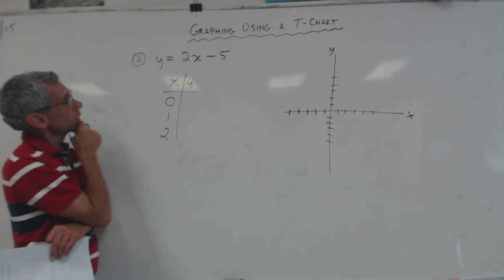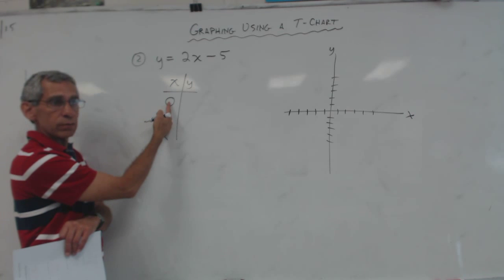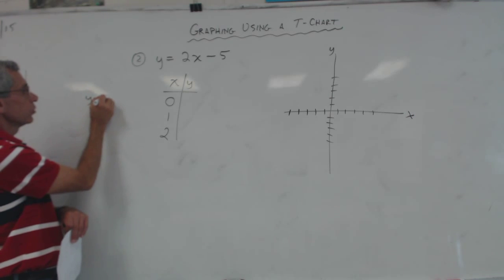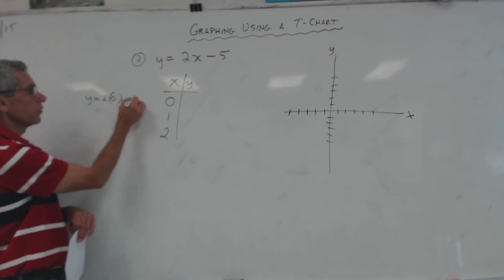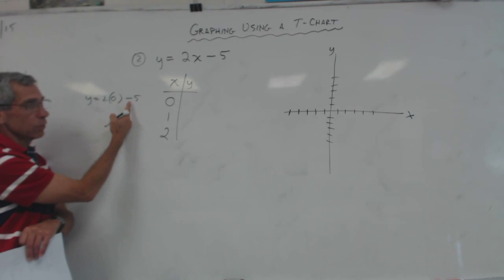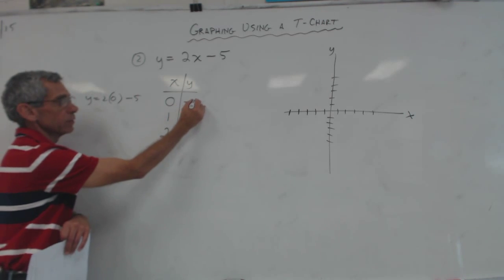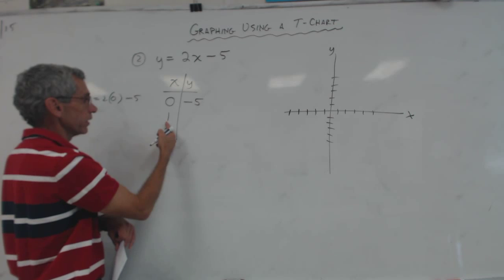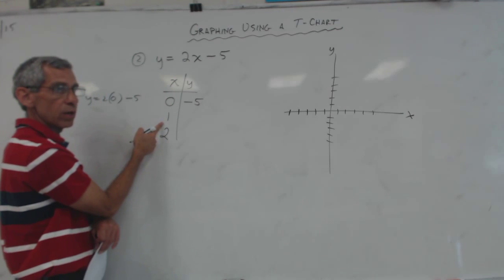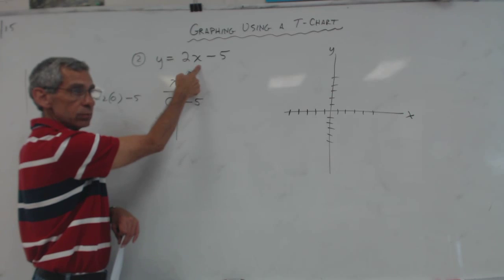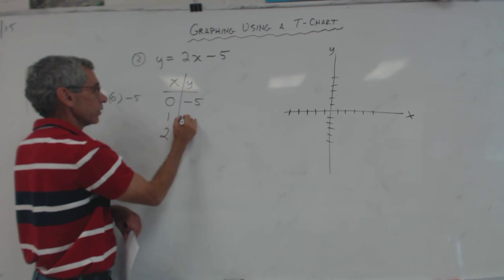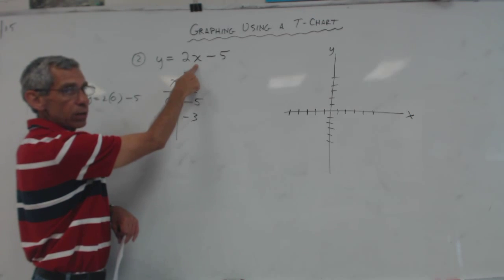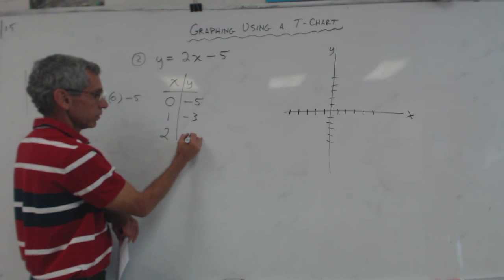So, all right, so if x is 0, I go to this equation, and I'm just going to fill it in. I'll do it the long way. Y is equal to 2 times 0 minus 5. 2 times 0 is 0. What's 0 minus 5? Negative 5, right? Yeah. Okay? Now I'm going to do it in my head. I'm going to replace it. Y is equal to 2 times 1. 2 times 1 is 2 minus 5. Negative 3. Now I'm going to do this in my head. 2 times 2 is 4. Minus 5 is negative 1.